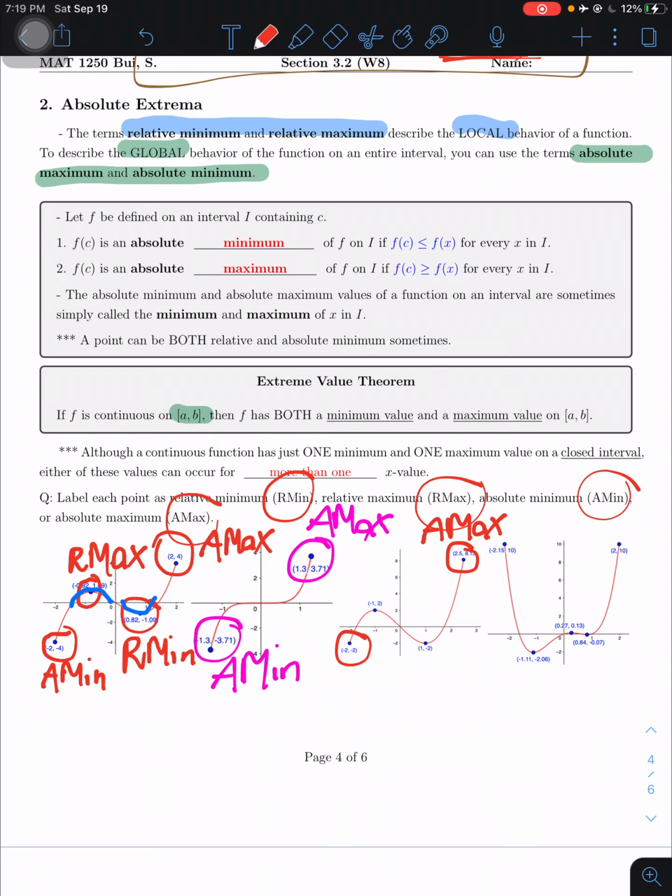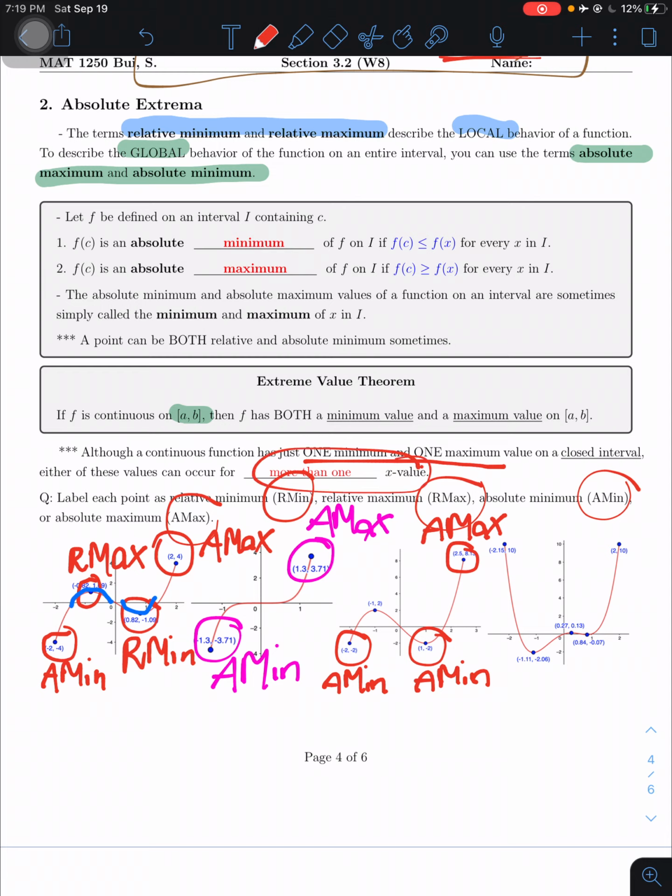Okay, this one and this one are at the same value of y equals -2. That means they are both the absolute min. So let me put a min in here and also a min in here. This is what I mean by it's just going to have one minimum and one maximum, but sometimes it can occur at more than one x value.